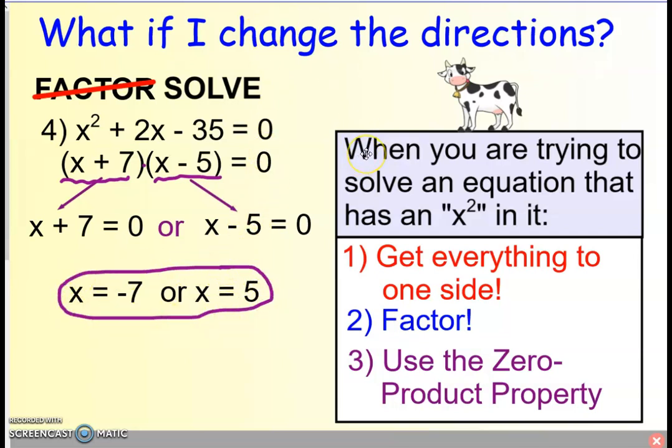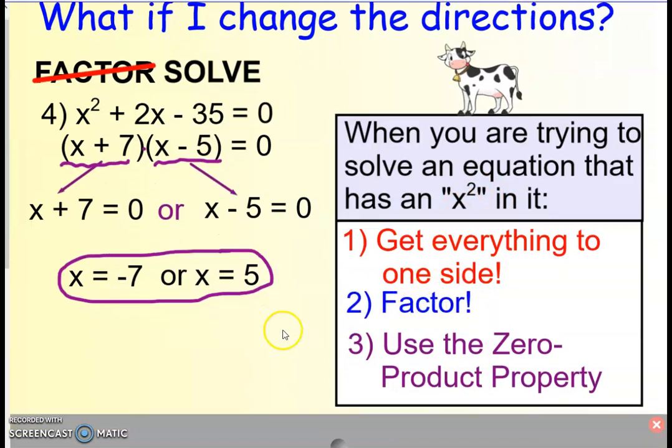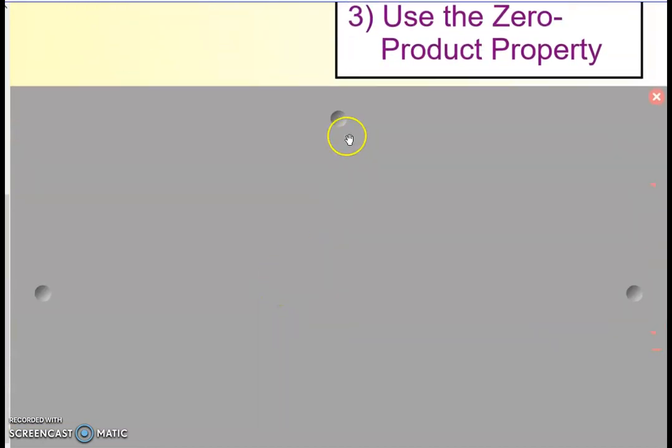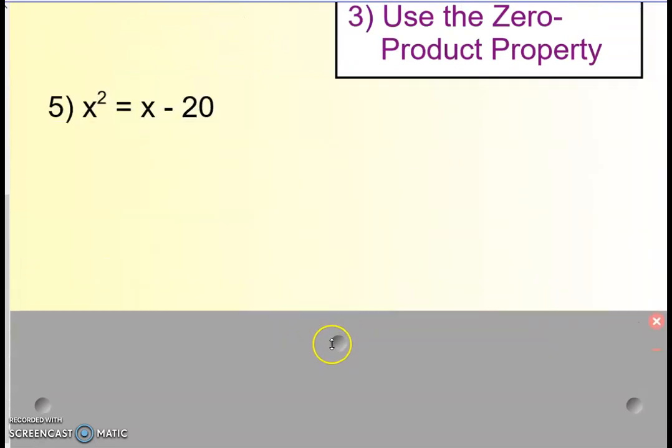It's a very simple three-step process. It's just the directions have changed from factoring to solving. And even though the directions say solve, if it has an x squared term in it, by golly, we are going to factor. Let's try another one.